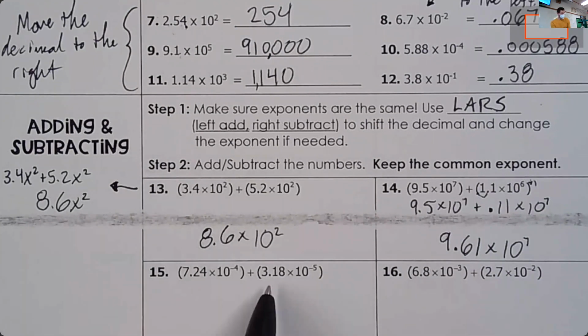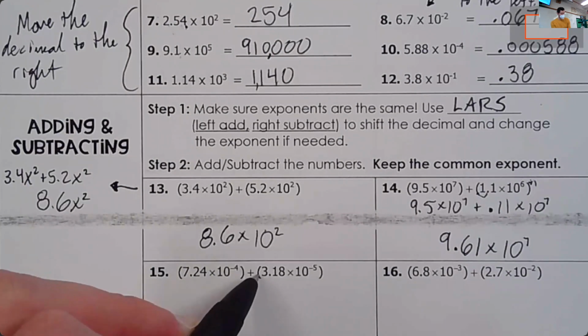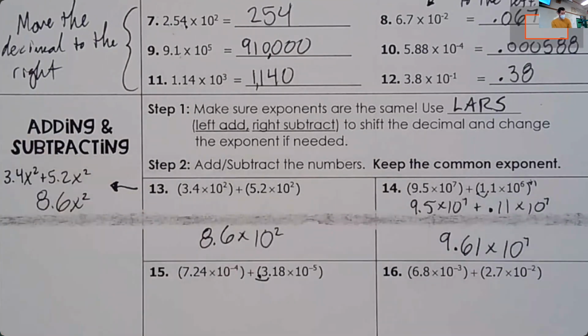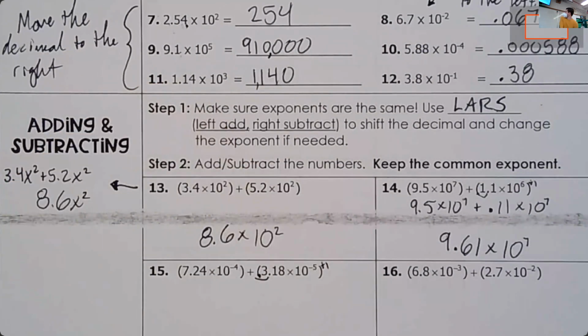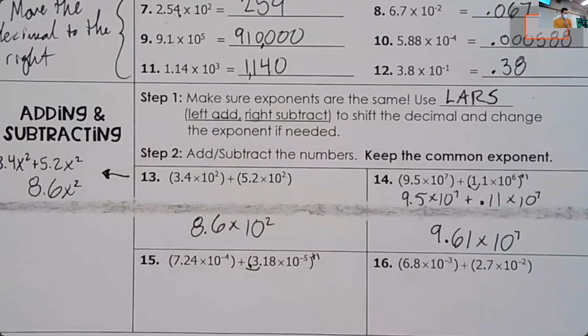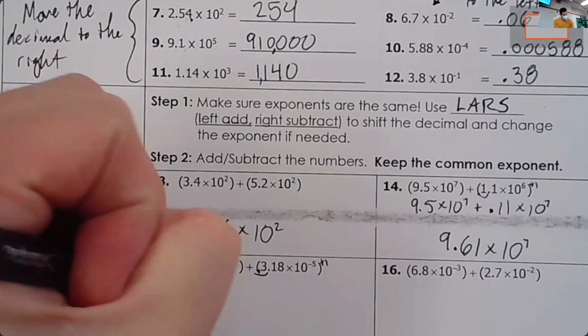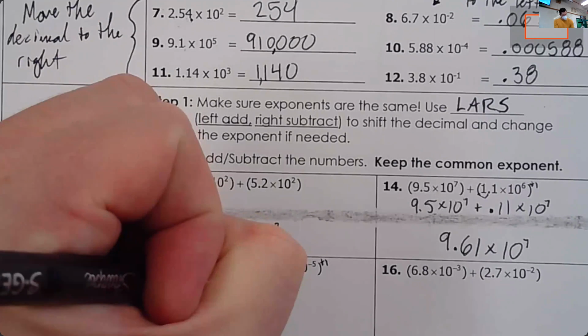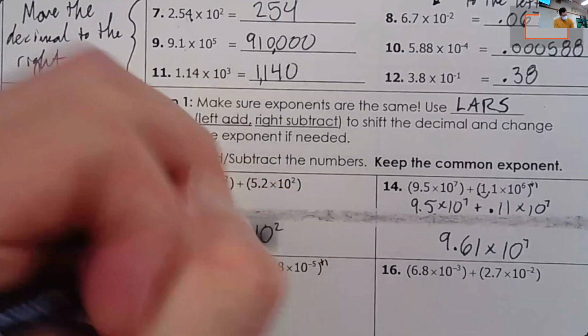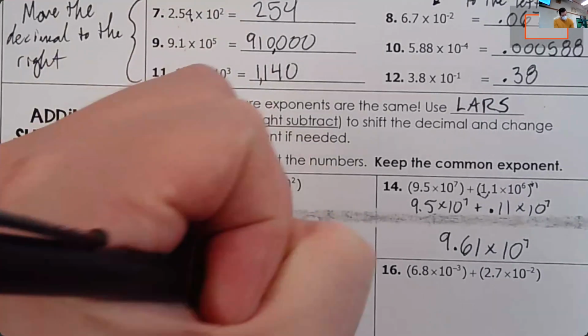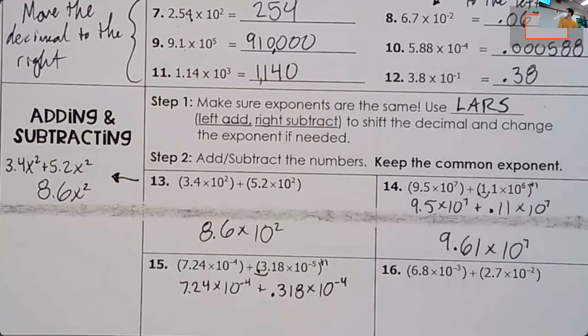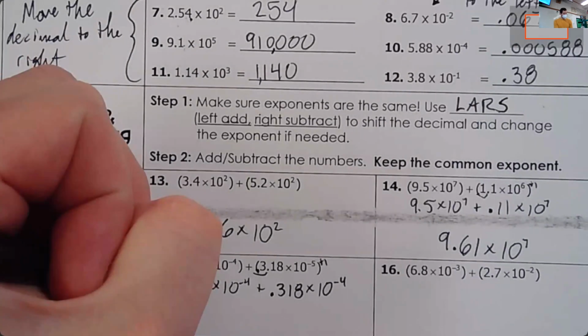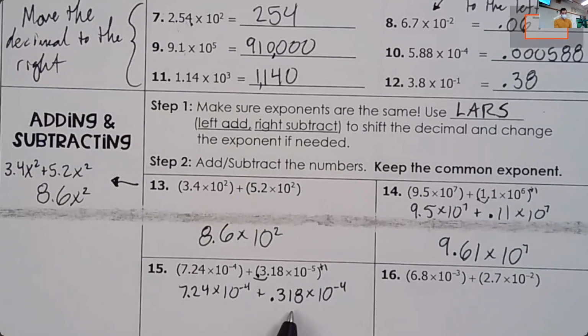So let's move the decimal to the left on this one here. If we move the decimal to the left there, that means we're going to add 1 to the exponent on the end there. So left add, right subtract. And that would be 7.24 times 10 to the -4th plus 0.318 times 10 to the -4th. So now we have the same exponent. And your calculators might come in handy here, 7.24 plus 0.318. And in the interest of time, I'll just go ahead and give you the answer.